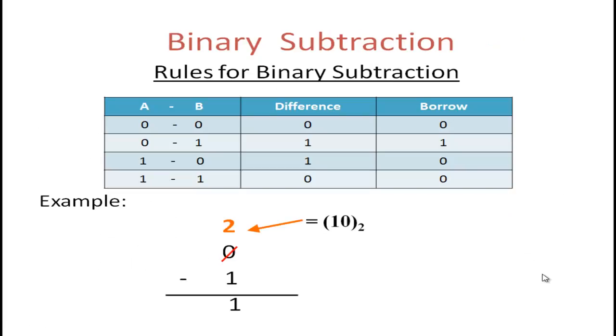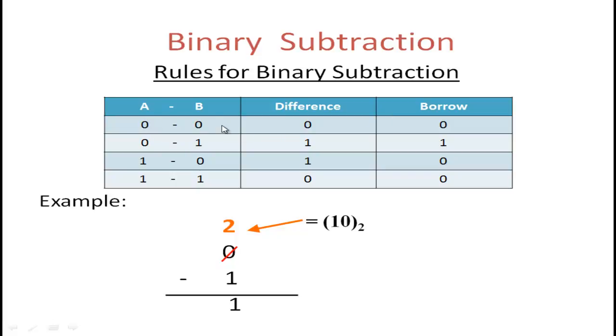Next is binary subtraction. Here the rules of binary subtraction are given in the form of a table as was given in binary addition. A and B are 2 bits. You have to calculate their difference and accordingly borrow is taken.